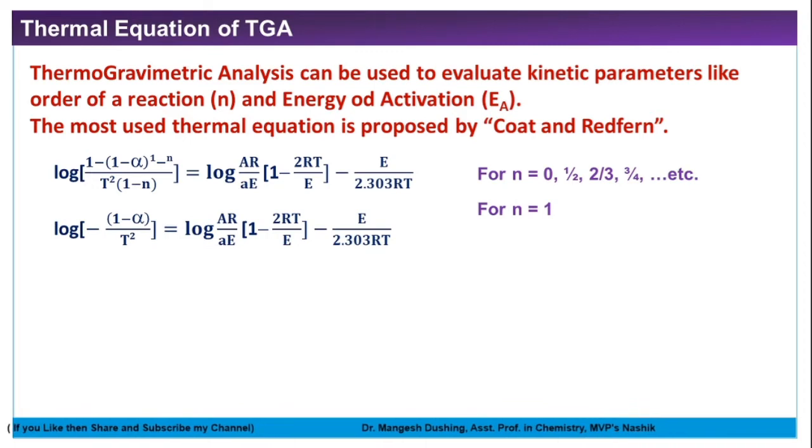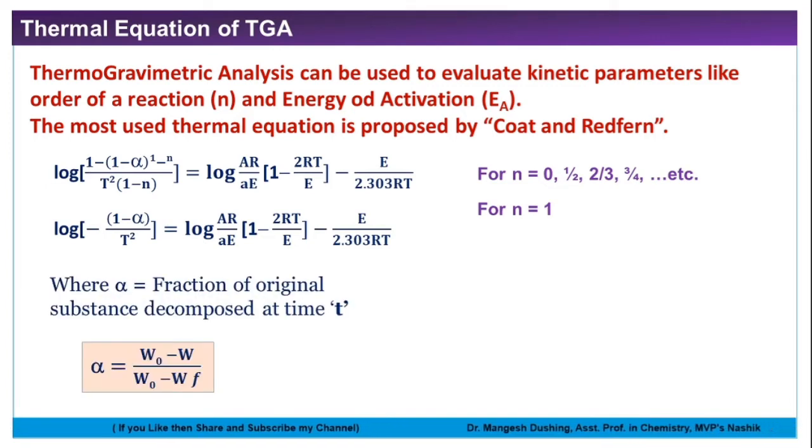The next equation is for n equal to 1, that is order 1. Log of [minus log (1 minus alpha) divided by T square] is equal to log of AR divided by aE [1 minus 2RT upon E] minus E upon 2.303 RT. In this equation, alpha is the fraction of original substance which is decomposed at time t. Alpha can be calculated as W0 minus W divided by W0 minus Wf.